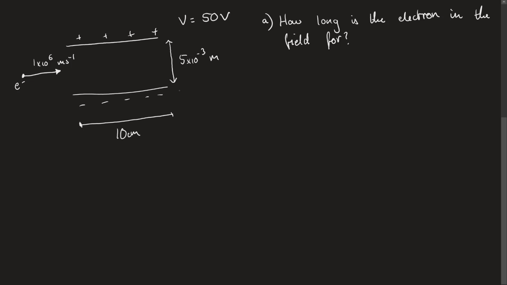So what we're going to say is, how long is the electron in the field for? We know it's traveling at a speed of 1 times 10 to the 6, and it's traveling a distance of 10 centimeters.